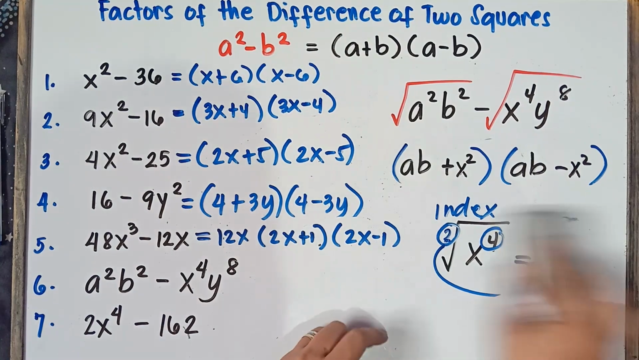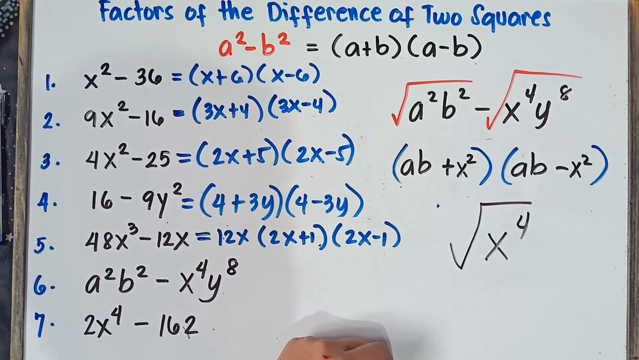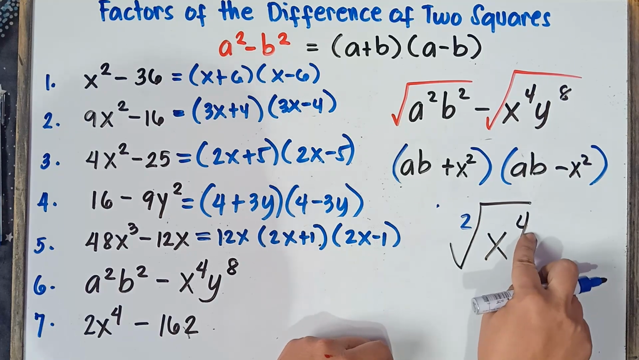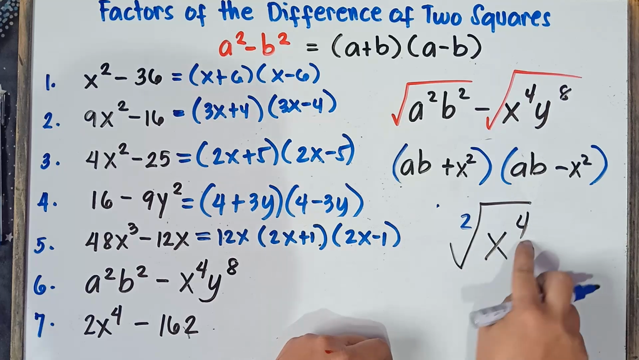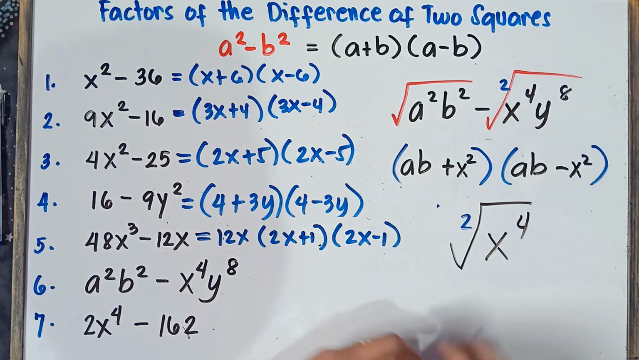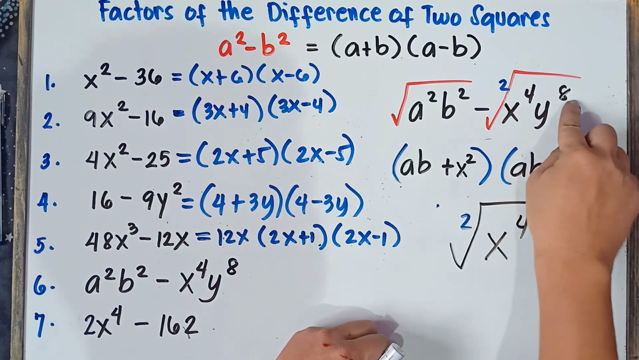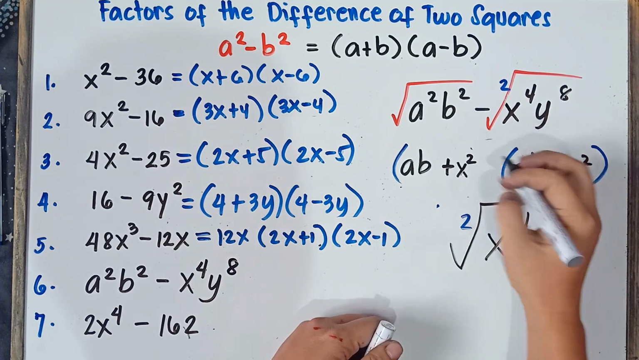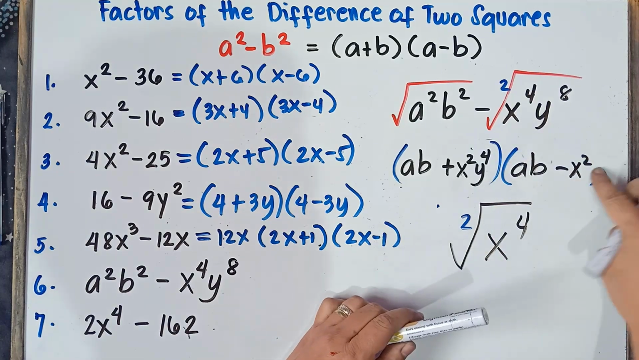It will be quite confusing, class, so just remember this one. The square root of x raised to the power of 4, understand that there's a 2 here, simply divide. 4 divided by 2, that's why we have x squared. And then the square root of y raised to the power of 8, simply divide that one, 8 divided by 2. Therefore, the answer is y raised to the power of 4.